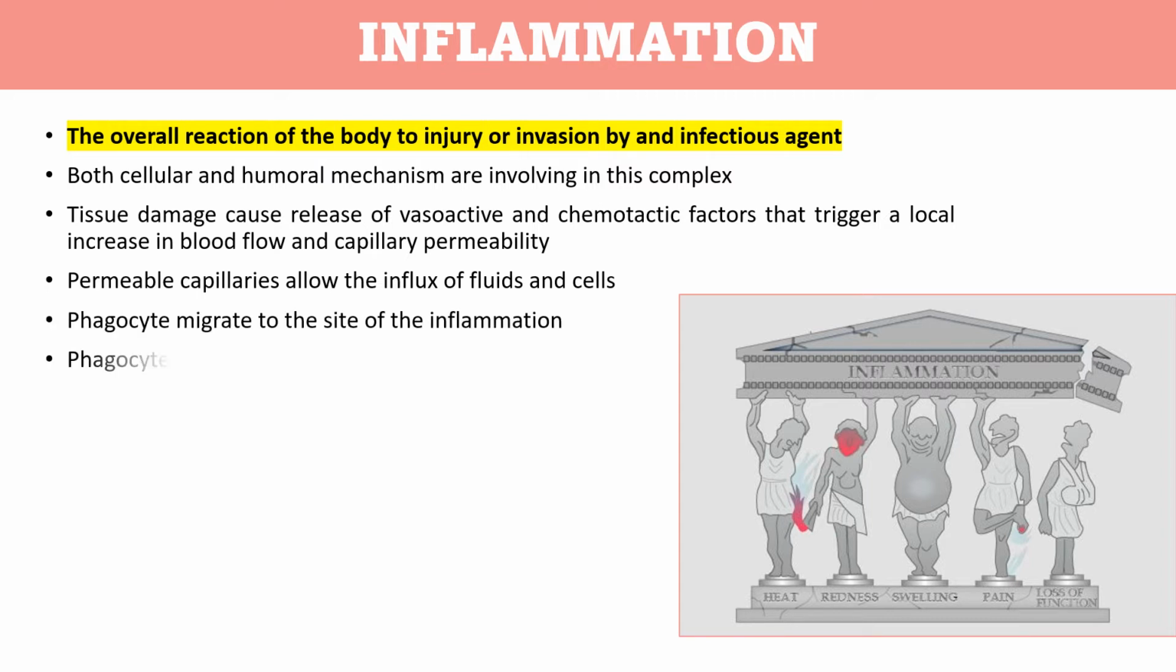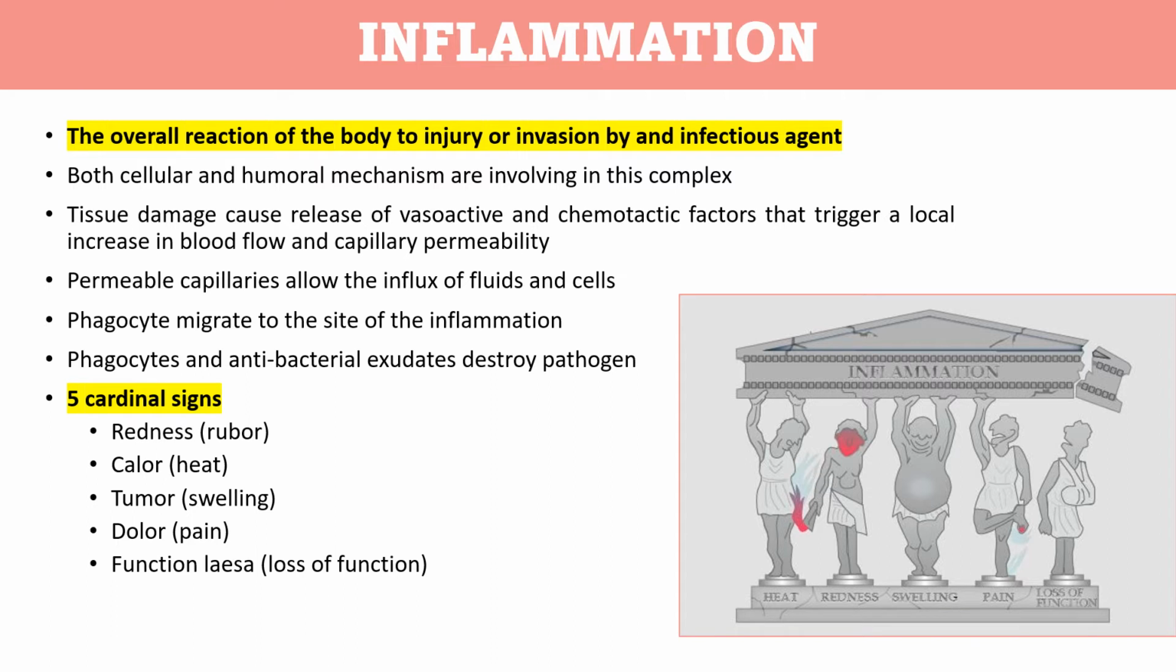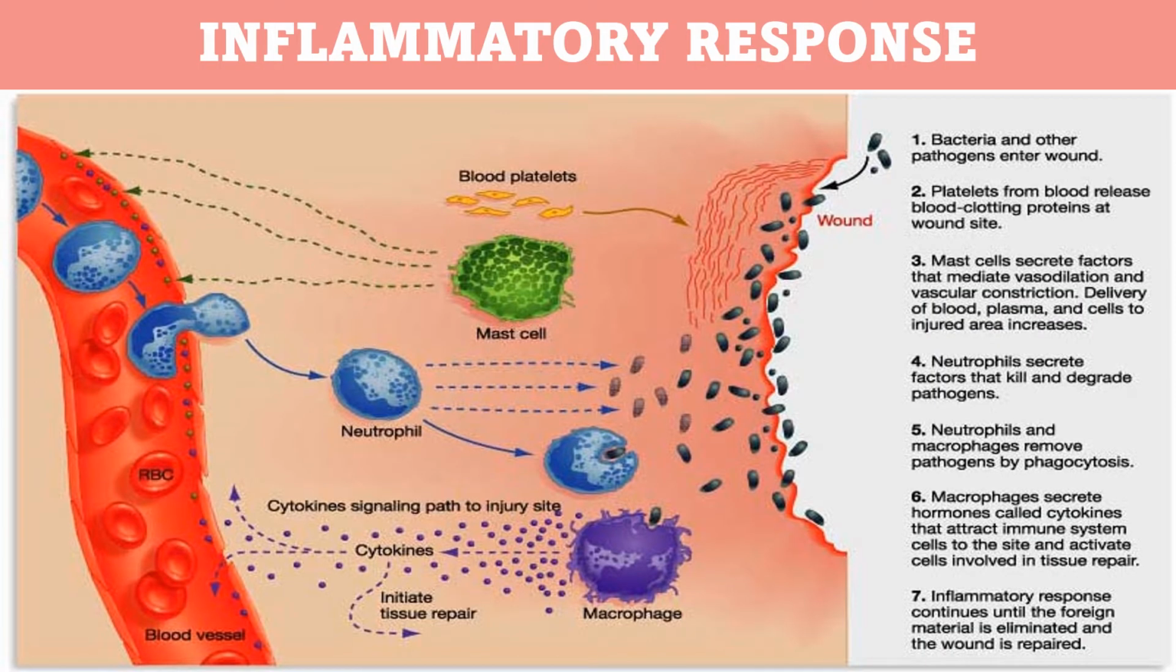Phagocytes migrate to the site of inflammation. Phagocytes and antibacterial exudate destroy pathogens. The five cardinal signs of inflammation are redness, calor, tumor, dolor, and functio laesa, which mean heat, redness, swelling, pain, and loss of function. Now the inflammatory response. Seven steps are involved in the inflammatory response. Number one, bacteria and other pathogens enter the wound.